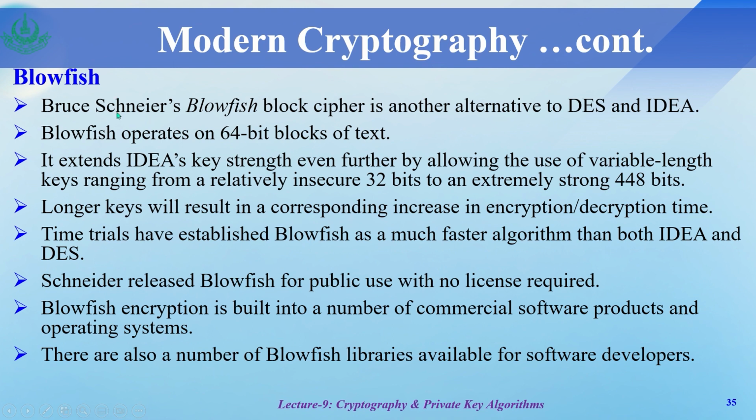Blowfish algorithm. Bruce Schneier's Blowfish block cipher is another alternative to the DES and IDEA algorithms. Blowfish operates on 64-bit blocks of text. It extends IDEA's key strength even further by allowing the use of variable length keys, ranging from 32 bits to an extremely strong 448 bits. Longer keys will result in a corresponding increase in encryption and decryption time. Time trials have established Blowfish as a much faster algorithm than both IDEA and DES.